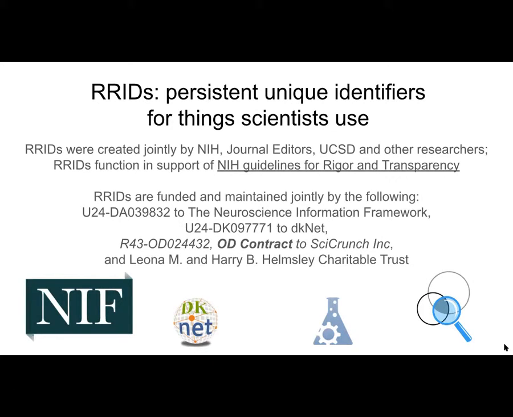I think you've heard about these before, but these are persistent unique identifiers for the things that scientists actually are using. And so these things typically go into the methods section. They were created jointly by the National Institutes of Health, a group of journal editors that came together at the NIH and several scientific meetings, as well as UCSD and several other researchers. And they function in support of the NIH guidelines for rigor and transparency.